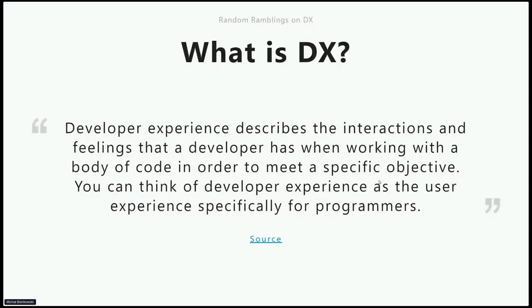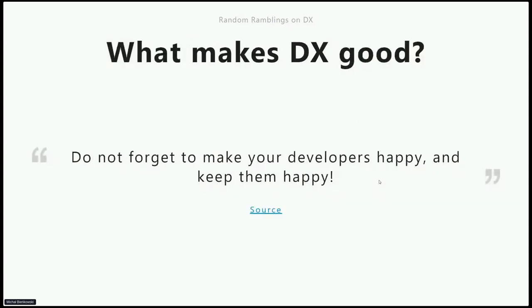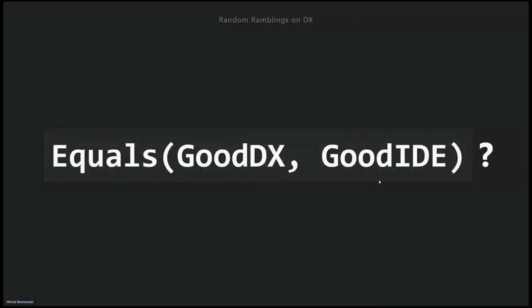So what makes this DX good? In short, if you write code and you feel happy about it, you feel relaxed with what you have, it means that you have a good experience. It means that you have good DX. Then the question is, what is the most important factor which influences this good experience when working on software?